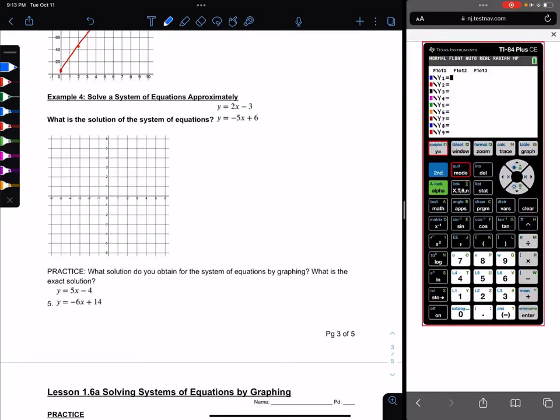All right, here we're going to look at example 4, solve a system of equations approximately. So we're given a system of equations, and conveniently enough for us, the two equations have already been isolated for y. So y equals 2x minus 3, I can type that right in the calculator. Don't have to move anything around. Pretty fortunate. Take a look at the graph. It goes from the bottom left to the top right.